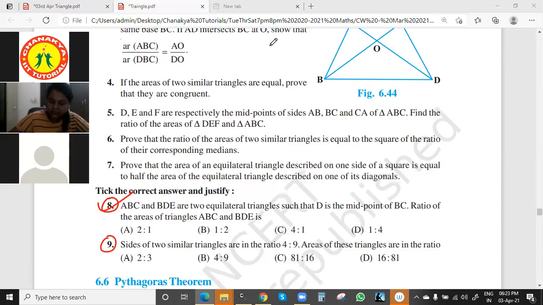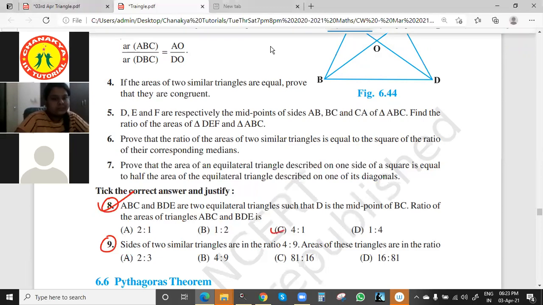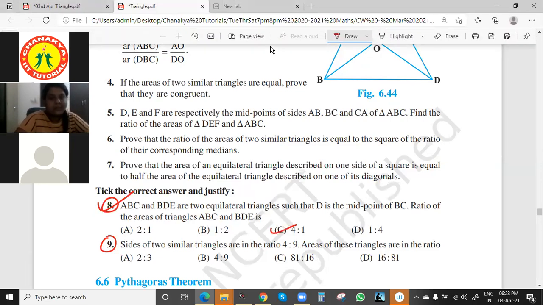Sir, over, sir. Which one is the option? Sir, 8th one, C, sir. C option. Yes, sir. Okay. 9th one, please try. 8th one, let me solve for other students, for many students.